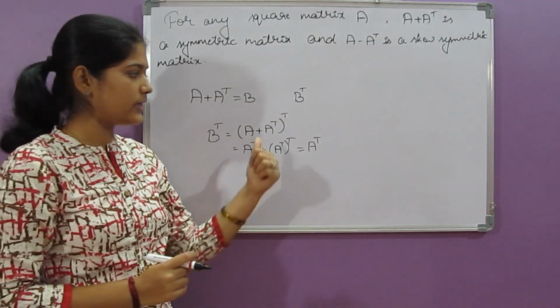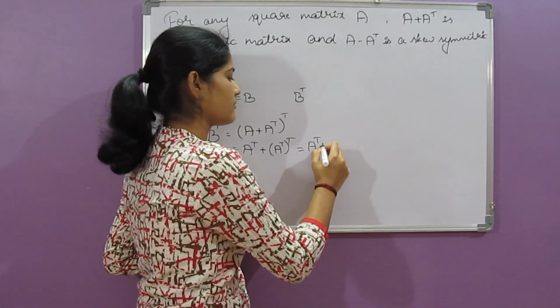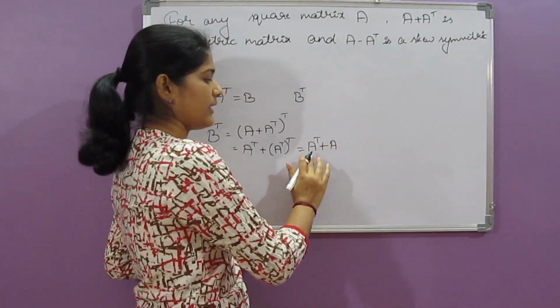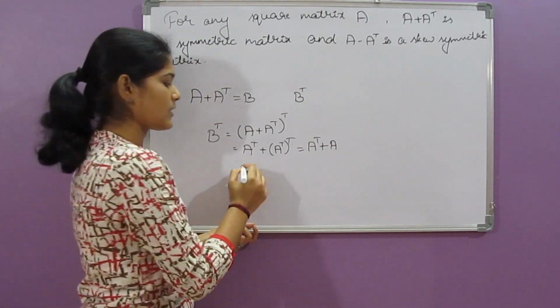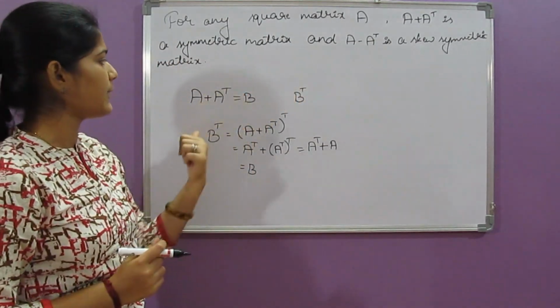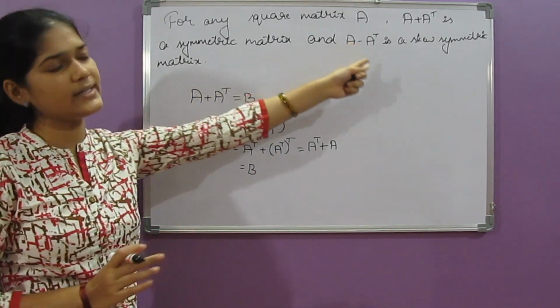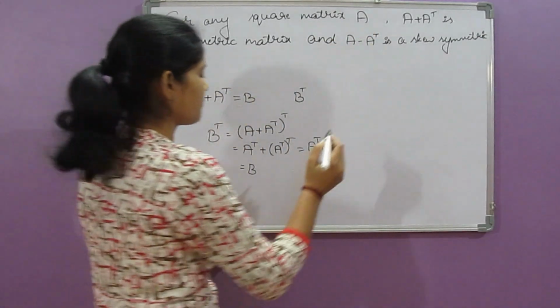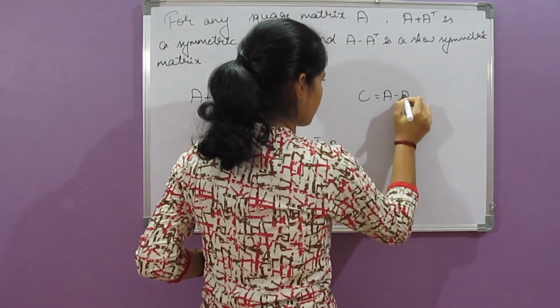We also know that A transpose whole transpose is equal to A. So, this will be A. A transpose plus A is nothing but A plus A transpose. So, this is nothing but B. We got A plus A transpose is a symmetric matrix. Now, we have to prove A minus A transpose is skew-symmetric. For that, let me take C is equal to A minus A transpose.